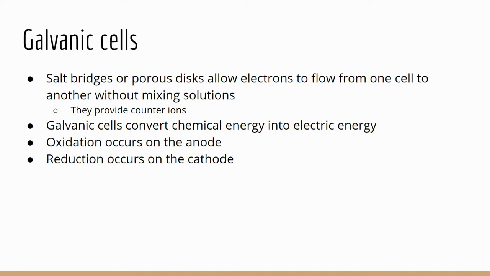We're going to be looking at pictures of these as we do examples. A porous disk does the same thing. It says allow electrons to flow in the notes, but that is more the conceptual sense of electrons. It's typically ions that are actually flowing. So I would add to your notes electron/ions.